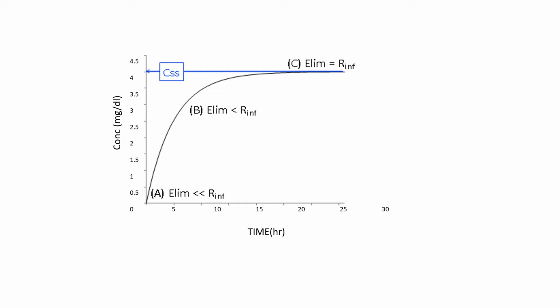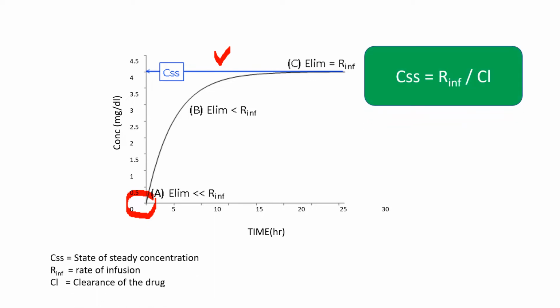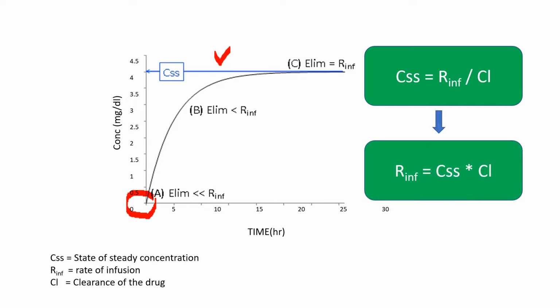The basic idea of infusion is to reach the steady-state plasma concentration. So in this graph, the concentration is plotted on the y-axis and the time on the x-axis. If we start at time 0 with the rate of infusion, then after a due span of time, the concentration rises and gradually reaches the steady-state plasma concentration. If you want to calculate exactly how the rate of infusion needs to be figured out, we have to follow this formula: rate of infusion equals steady-state plasma concentration times the clearance of the drug.